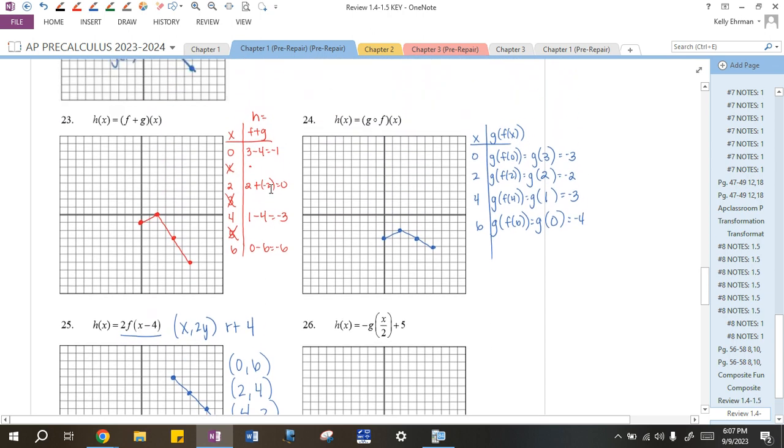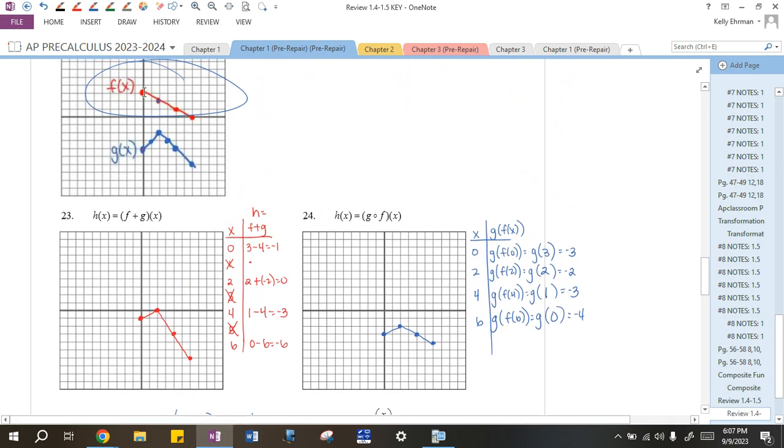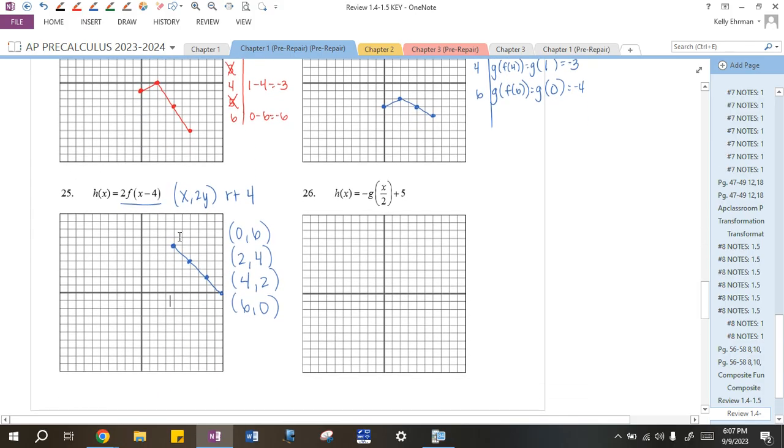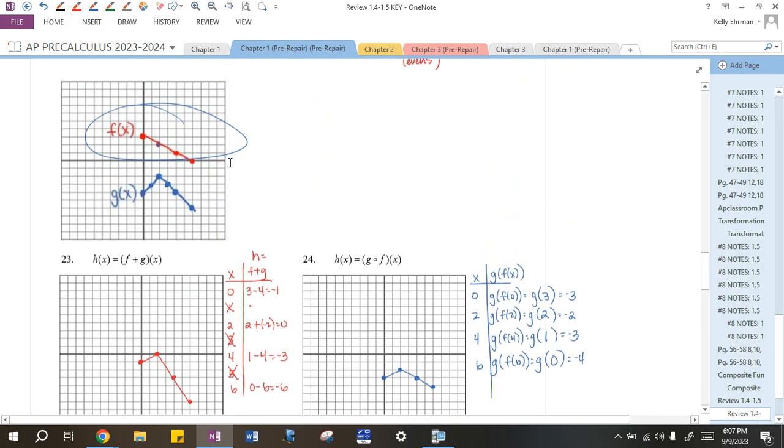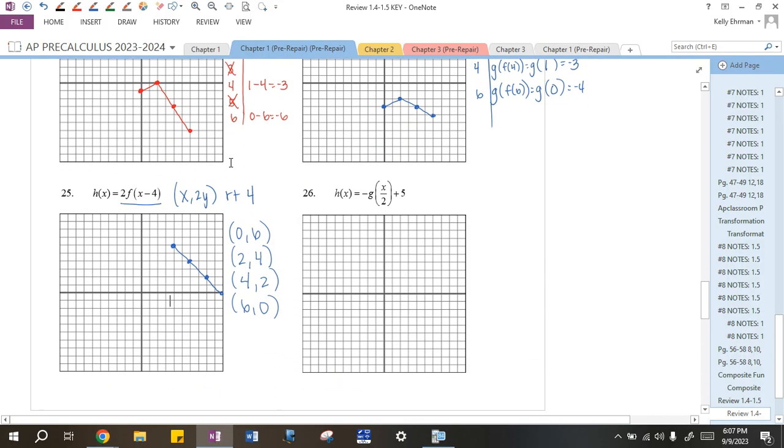This makes sense. Take a look at the original F graph. It had a slope of like -1/2. Now the slope is -1. We doubled that slope. It's still a line. It's been stretched vertically.